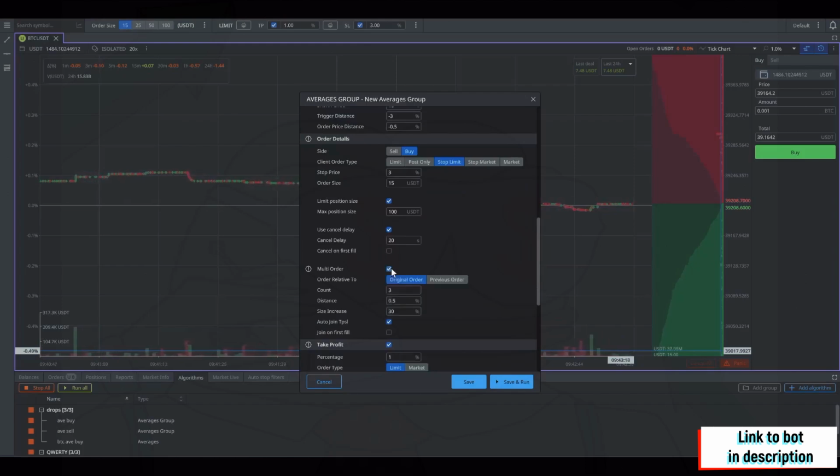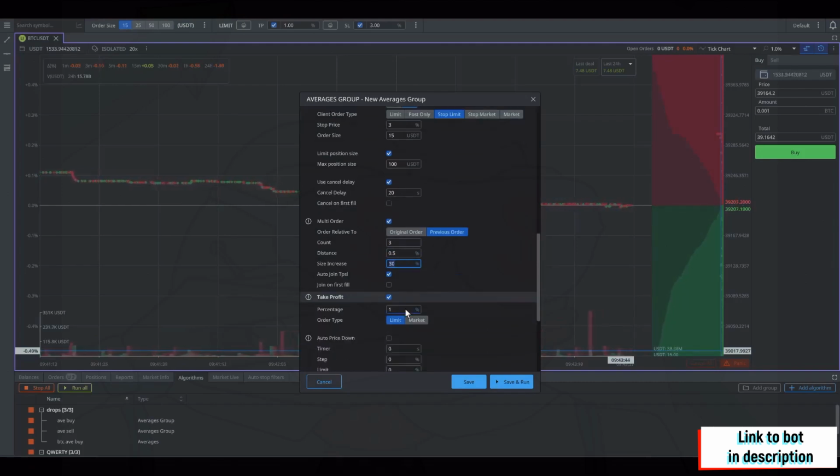Multi-order allows us to place more than one order on one pair. The function can be enabled or disabled. Orders is relative to sets if the size of orders placed by multi-order function will increase relative to the initial order or relative to each previous order. Count says the number of orders placed. Distance says the distance between each of several orders. Size increase says the order size increase between the orders set by the algorithm.